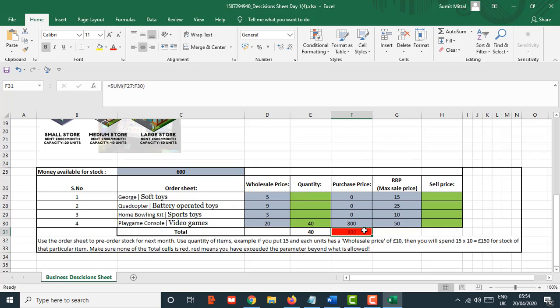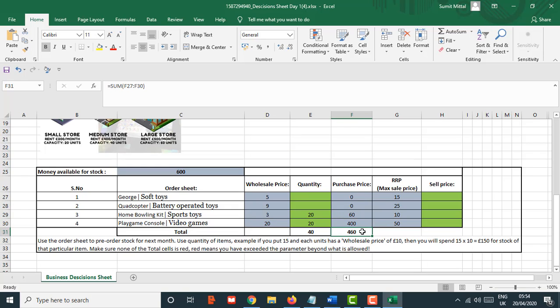Now this becomes red. The reason is 40 units at £20 each costs £800, but I only had £600 to play with. So I've taken a decision which is not in line with the resources I have. So that's why this is red. Let me make this 20, and then it becomes fine. Now let's say I still have a capacity of 20 units. Let's say I put 20 here, and that's fine as well.